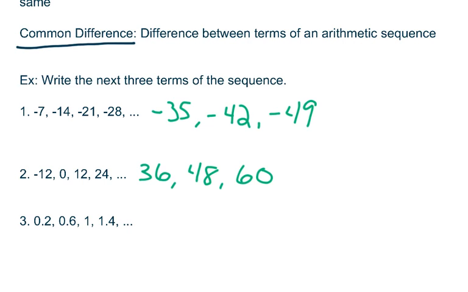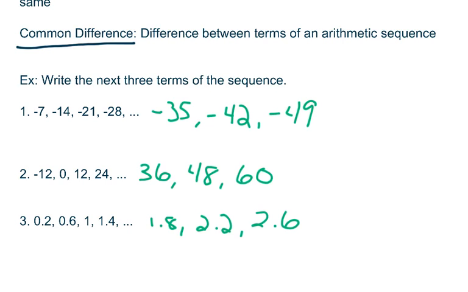The third example here: 0.2, 0.6, 1, and 1.4. To go from 0.2 to 0.6, that's up by 0.4. Then we add 0.4 again, and then we add 0.4 again. So our common difference here is 0.4, so we just need to add 0.4 to the next term. 1.4 plus 0.4 gives me 1.8. 1.8 plus 0.4 is 2.2. And 2.2 plus 0.4 is 2.6. So for the next 3 terms, just continue adding or subtracting the common difference to the end of your sequence.